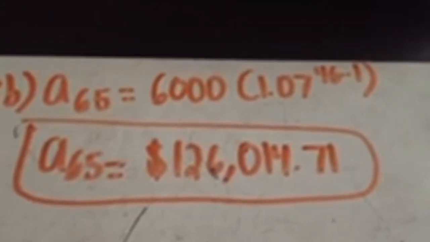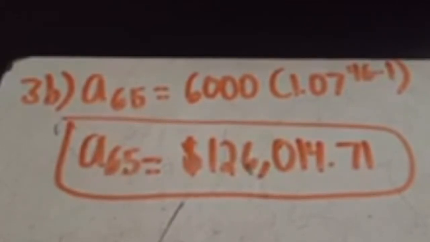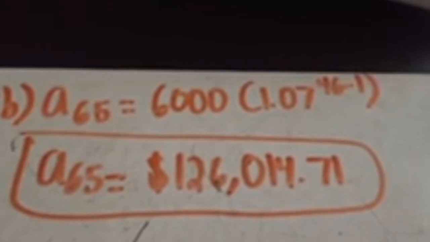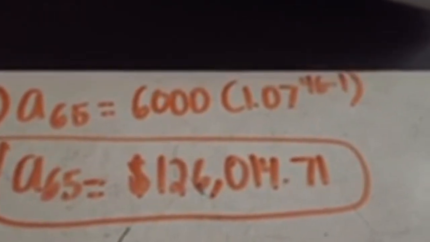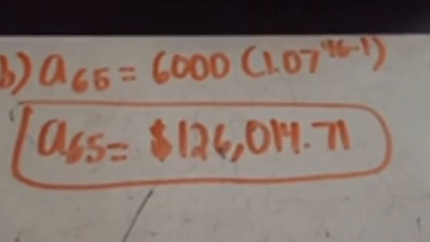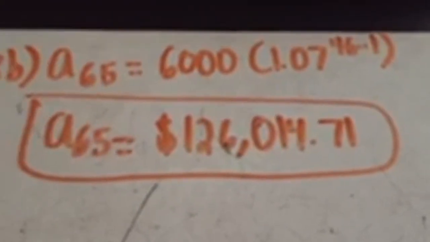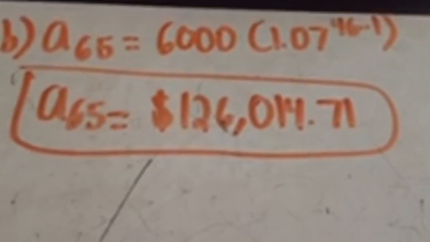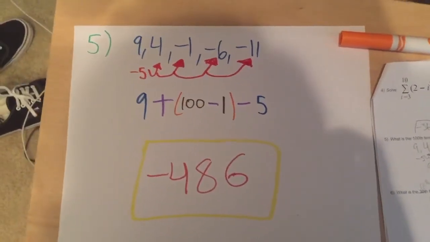So same exact problem. Plug everything in. A65, that's your 65th birthday. 6,000, that's the amount of money you deposited on your 19th birthday. 1.07 is your common ratio. 46 represents the amount of years you'll have to wait, and minus 1. So this is your answer right here. You plug in everything, multiply everything out. A65, which is your 65th birthday, you will have $126,014.71.